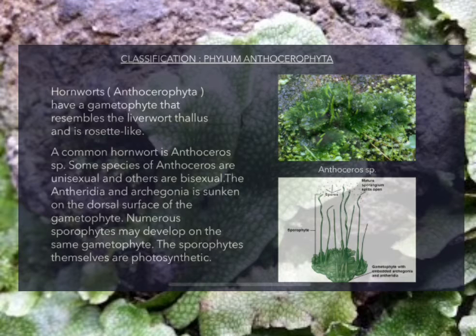For phylum Enterophyta, hornworts have a gametophyte that resembles the liverwort's thallus and is rosette-like. A common hornwort is Enterocerus sp. Some species of Enterocerus are unisexual and others are bisexual. The antheridia and the archegonia are sunken in the dorsal surface of the gametophyte. Numerous sporophytes may develop on the same gametophyte. The sporophytes themselves are photosynthetic.